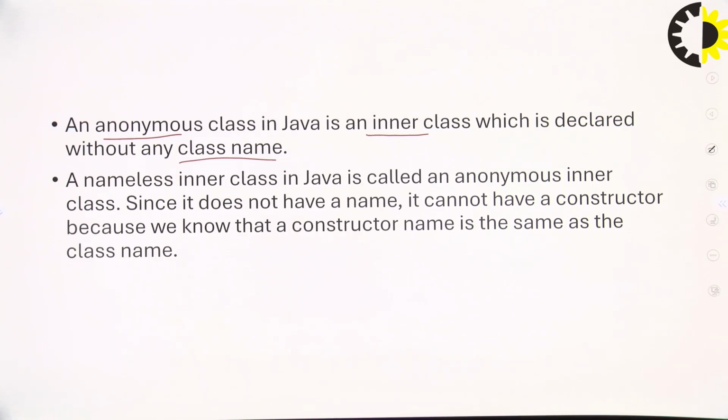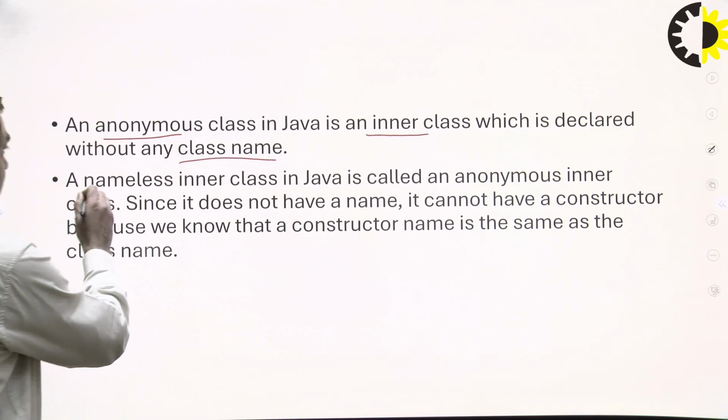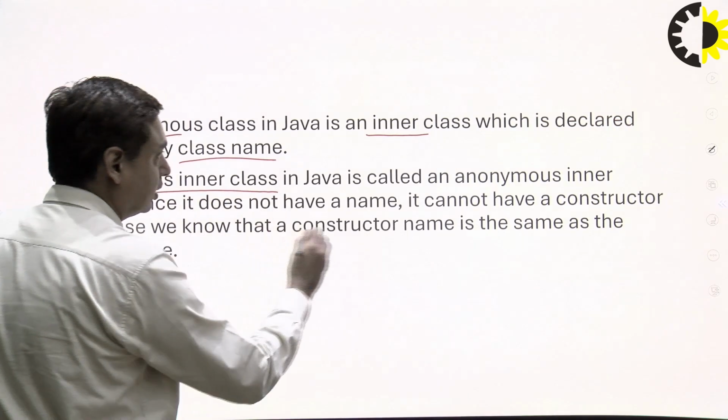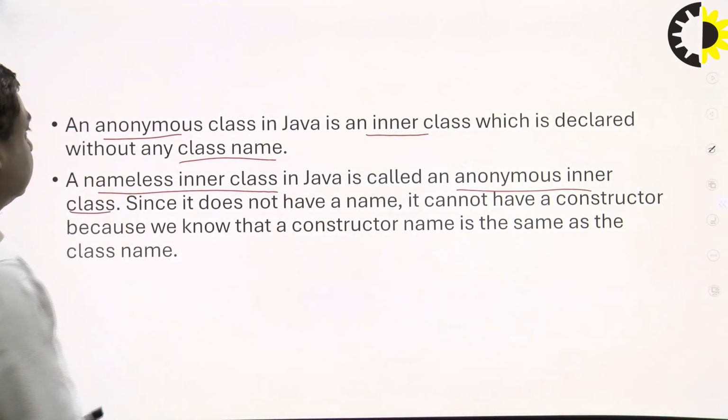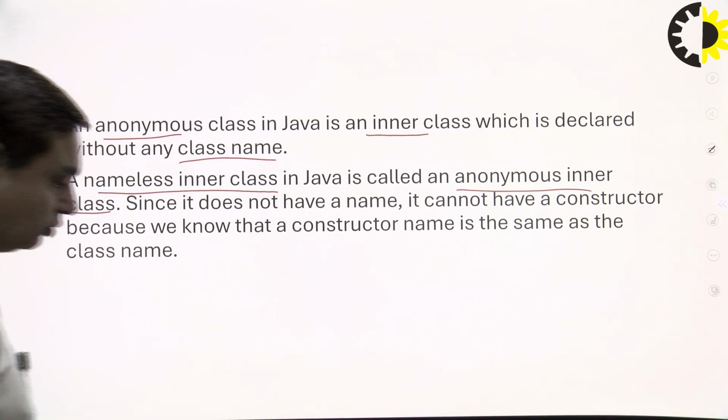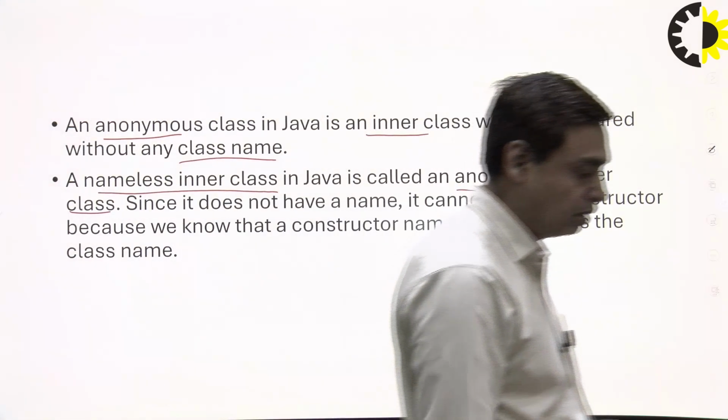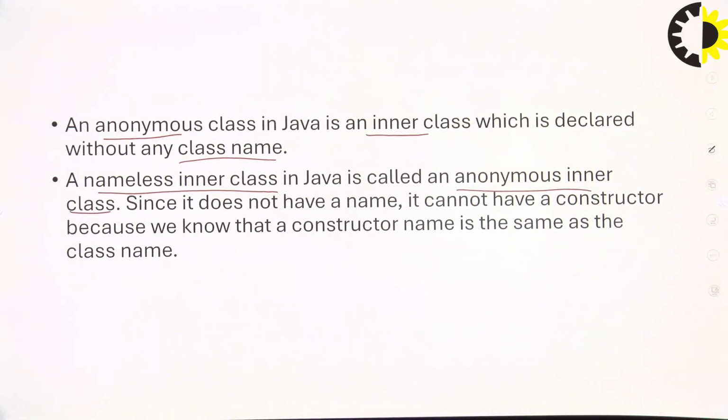So, today we discuss what an anonymous class is, and then what the use of the diamond operator is. Again, a nameless inner class in Java is called an anonymous inner class. It does not have any name, and it cannot have a constructor because there is no name for the class. So, we can create a class, called an inner class, without any name.